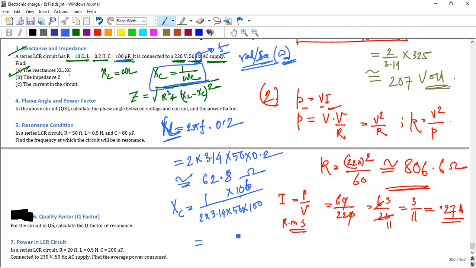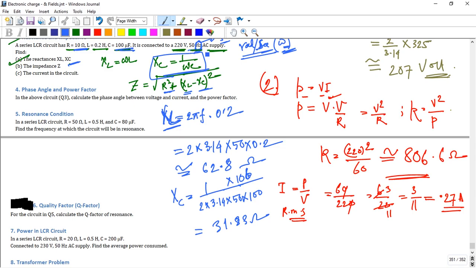Suppose the XC value is 31.83 ohm. That's the capacitive reactance. So what is the impedance? You know the XL and XC, so subtract these, and you know R is 10 ohm. Put all the data here and you get the impedance Z. Okay, that's very easy.